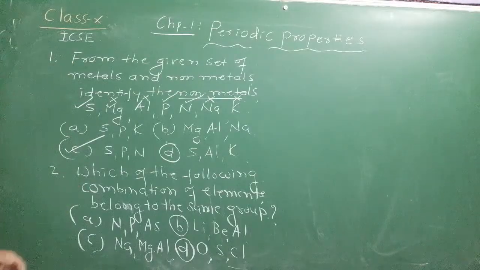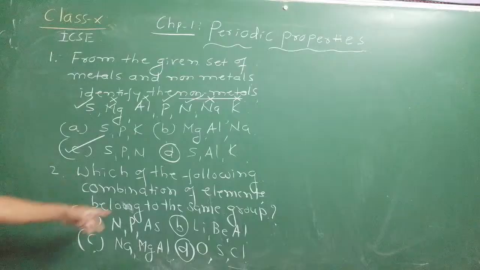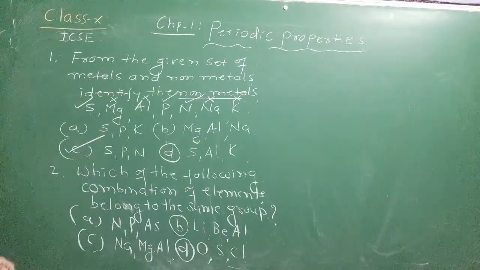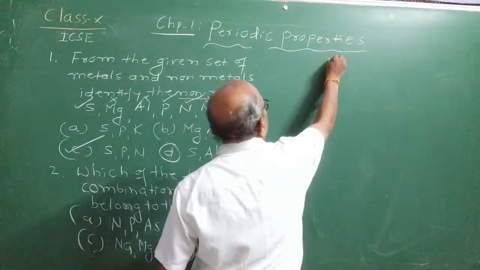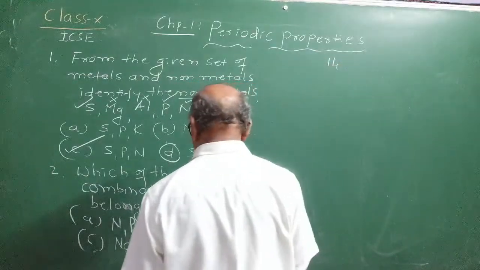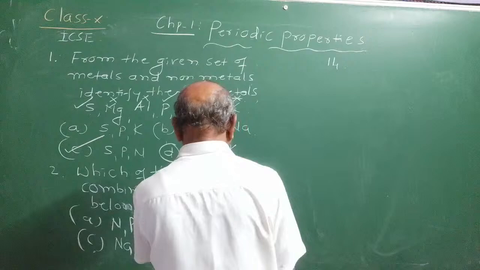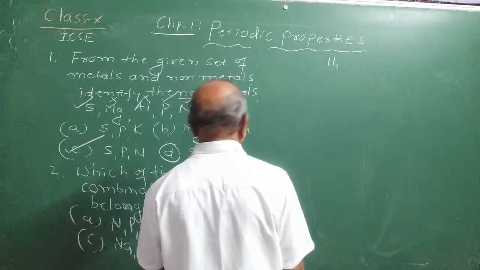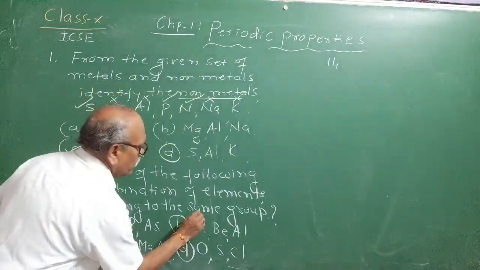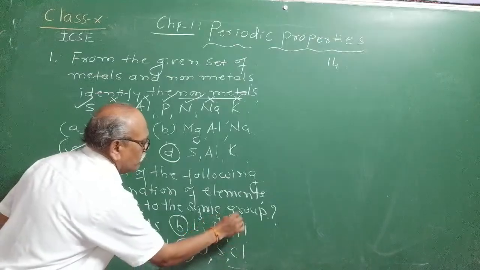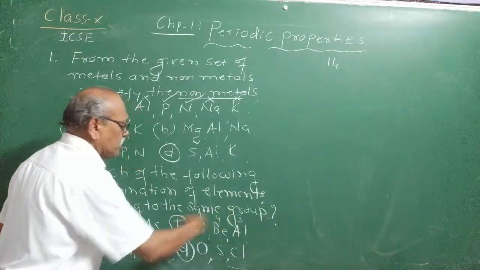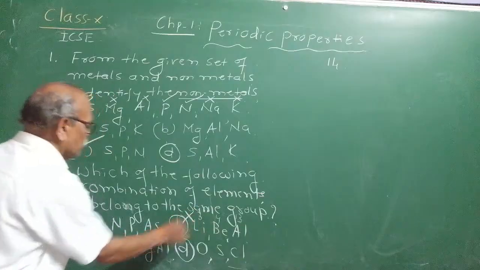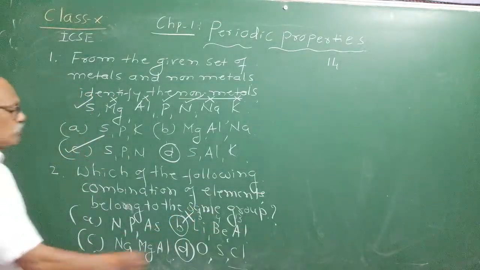Think of which of the following combination of elements belong to the same group. This tests your understanding of the periodic table in your mind. See, nitrogen is placed in the 14th group. What are the 14th group elements? Lithium, beryllium, aluminum. Lithium atomic number 3, beryllium atomic number 4, aluminum atomic number 13. They are placed in the same period. Therefore, this is wrong.